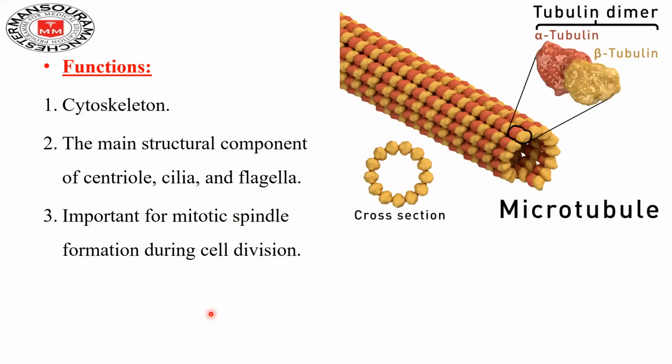So here are the functions of microtubules: they represent the cell cytoskeleton, they are a structural component in building centriole, cilia, and flagella, and number three, they are important for the production of the mitotic spindle during cell division.